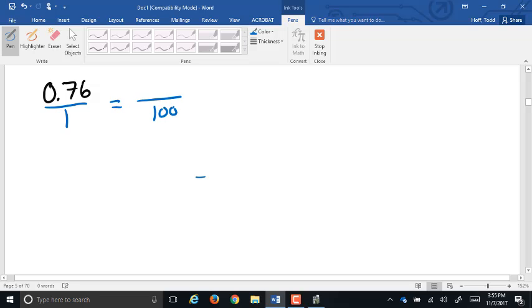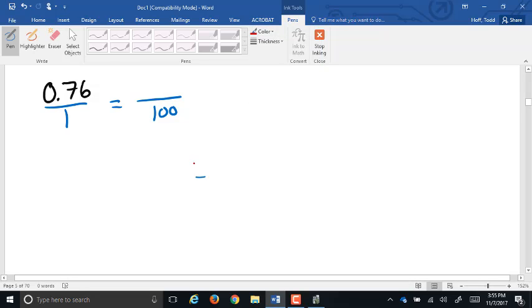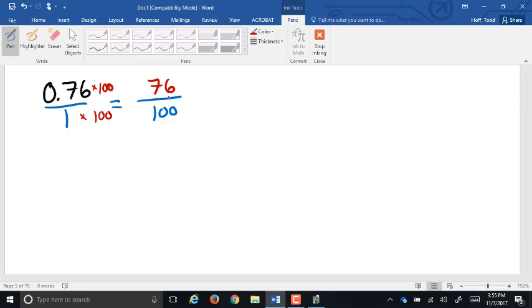Out of 100. So one way we could look at this is equivalent fractions. What do we have to do to a 1 to turn it into 100? Times 100, right? But if we multiply the bottom of the fraction, we have to multiply the top by the same thing. 0.76 times 100 is 76. So 0.76 out of 1 is the same as 76 out of 100, which is 76%.